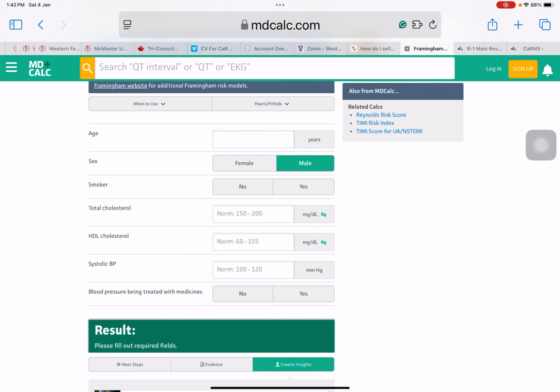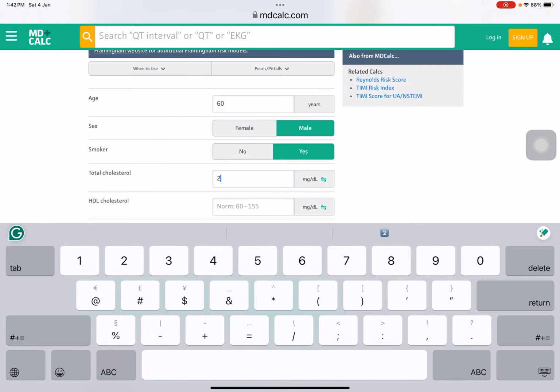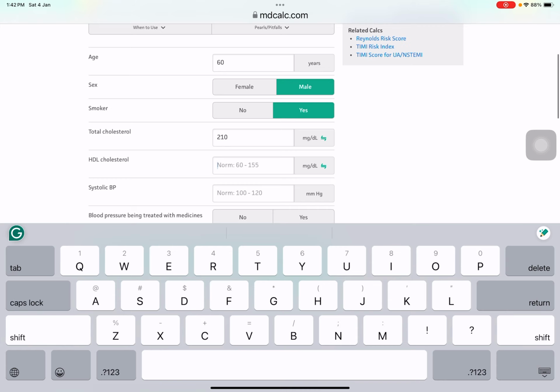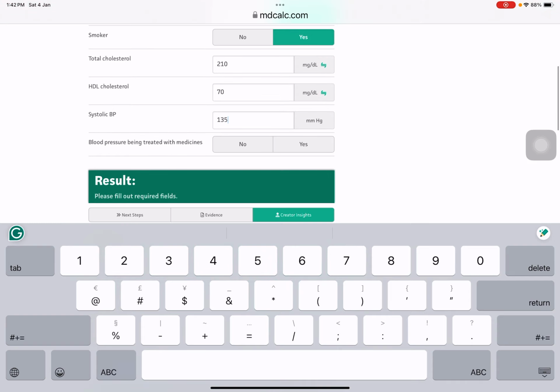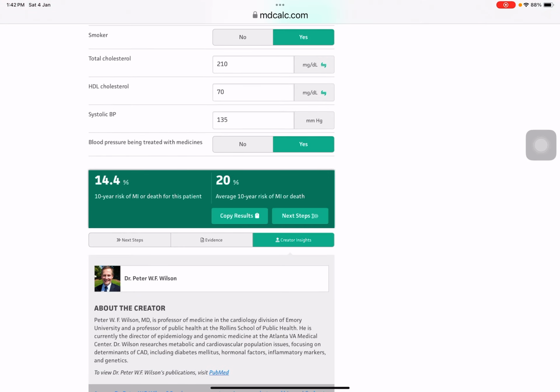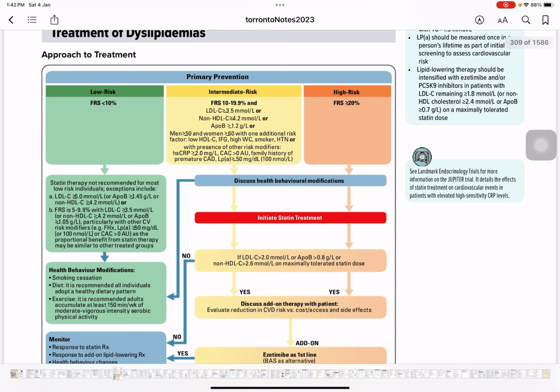We put in age, male, let's say he is a 60-year-old male, he is a smoker, his total cholesterol is 210, his HDL is 70, his systolic blood pressure is 135, and his blood pressure is treated with medication. So he is at 14.4 10-year risk of MI. So 14.4 means the patient is in the intermediate risk. If the patient is at low risk, the FRS is less than 10, intermediate risk is 10 to 19, and high risk is more than 20.